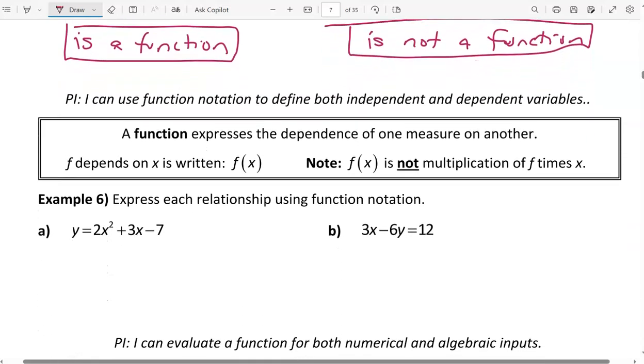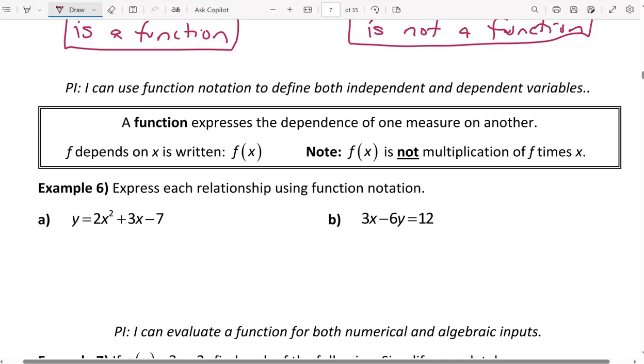Now we're going to use function notation. And to get introduced to function notation, a function expresses the dependence of one measure on another. So f depends upon x is written in the following form, f of x. Now when we say f of x, it is not f times x, so no multiplication is implied here.